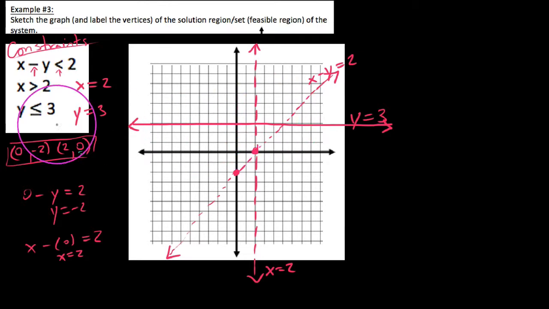Now we are going to go back and do the shading here. The thing is, go ahead and get the boundary lines out of the way and do the shading next. Remember, to shade, we're shading the side of the inequality that contains all of its solutions.